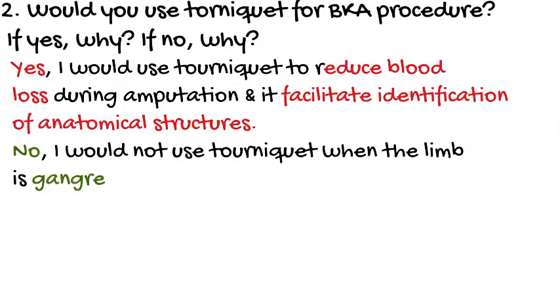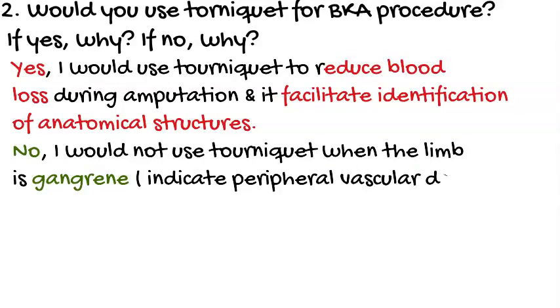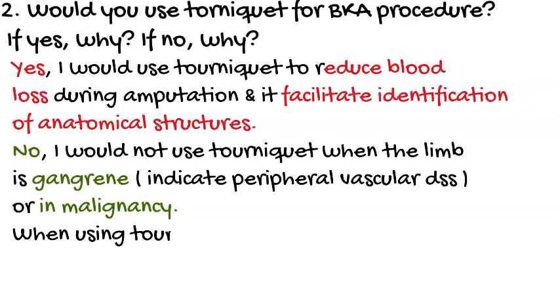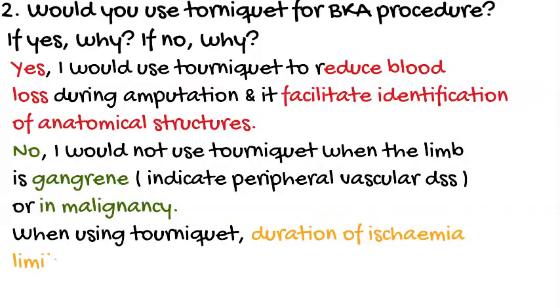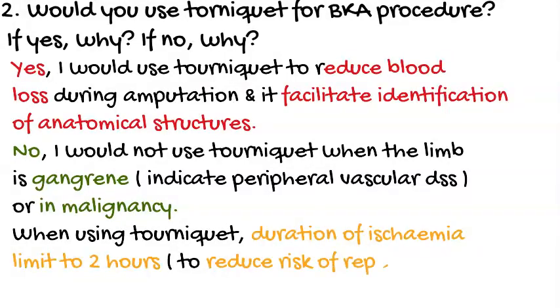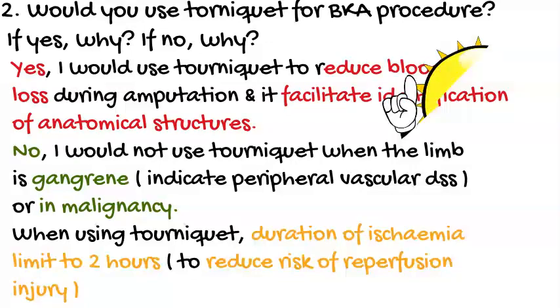And no, I would not use tourniquet when the limb is gangrenous, that indicates patient has a peripheral vascular disease, or in a malignancy case. When using tourniquet, the duration of the ischemia should be limited to 2 hours. That is to reduce the risk of reperfusion injury.